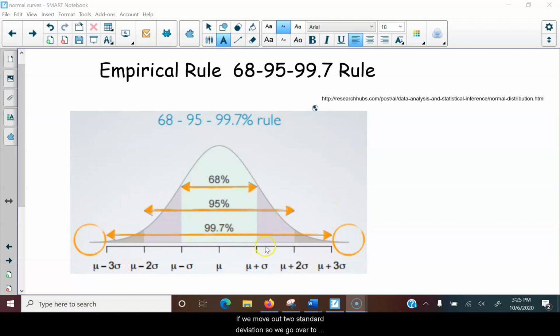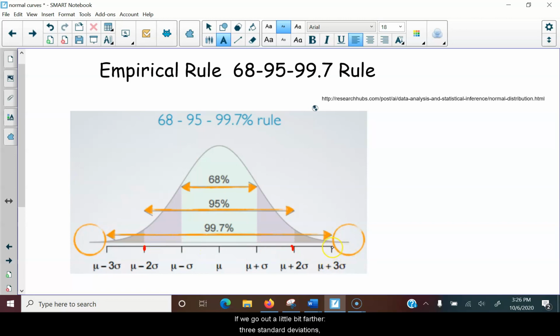If we move out two standard deviations, so we go over to here, two standard deviations forward and two standard deviations backwards, you can see you've got the light blue area plus this light purple. All of this area represents 95% of the data. So when we say that normal curves have most of the data near the mean, we can see that illustrated pretty clearly in this rule. Within one standard deviation, we have more than half of the data. And then within two standard deviations, we have almost all of the data.